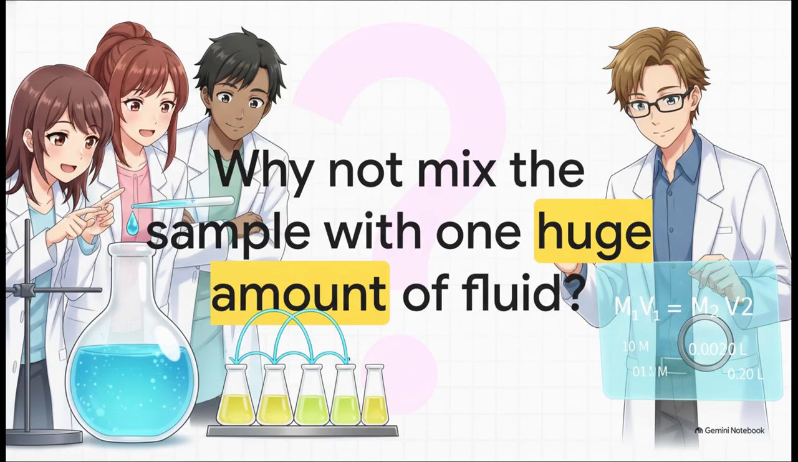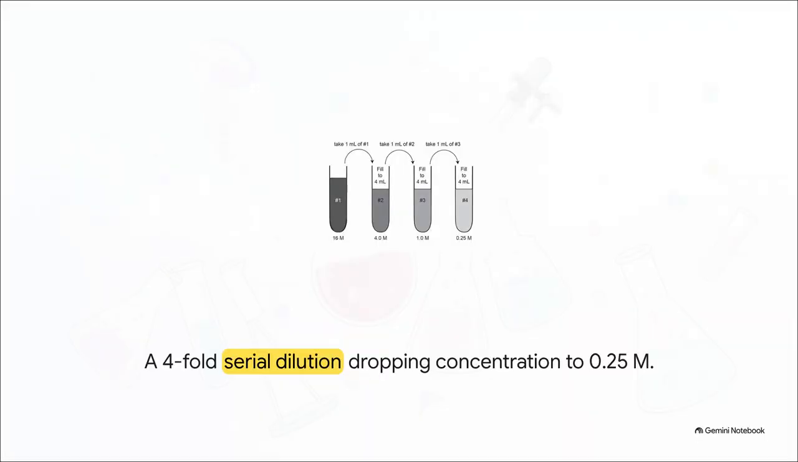The physical impossibility of measuring such microscopic volumes without losing a massive amount of accuracy is exactly why serial dilutions exist. So instead of trying to do one massive, completely impossible jump, a serial dilution does it in manageable, bite-sized stages. Just look at this four-fold dilution as an example.